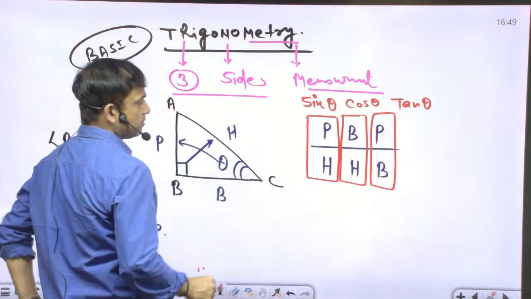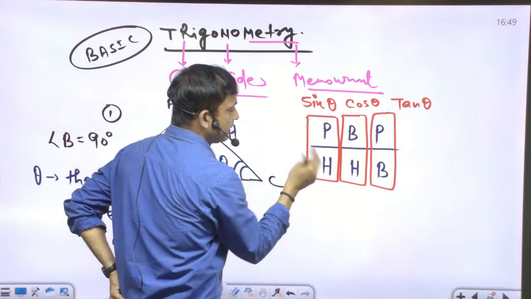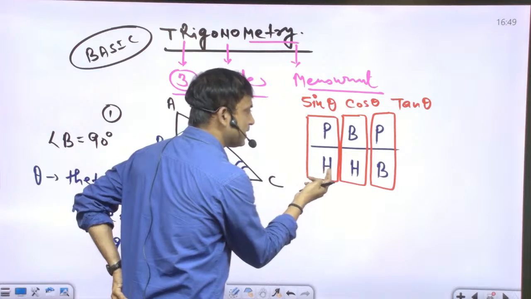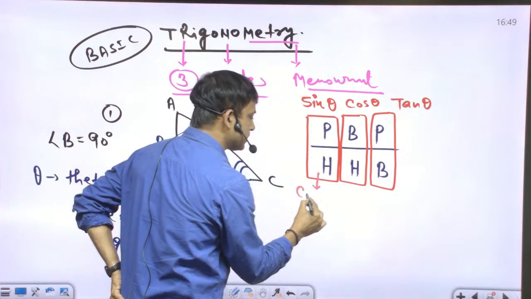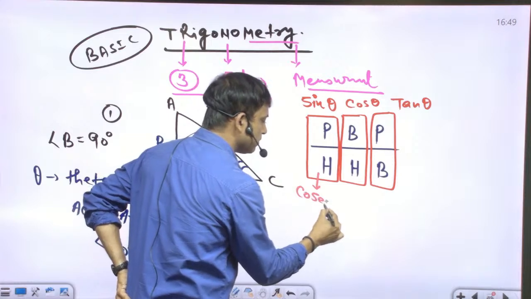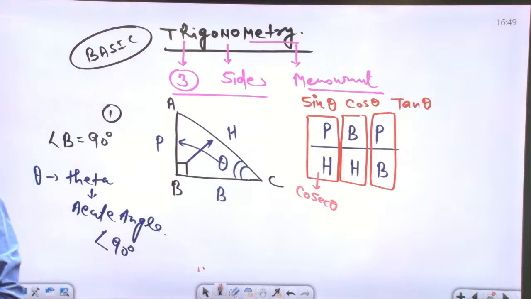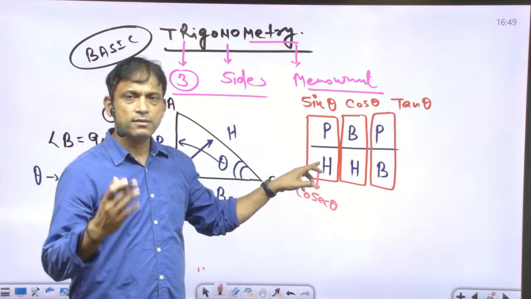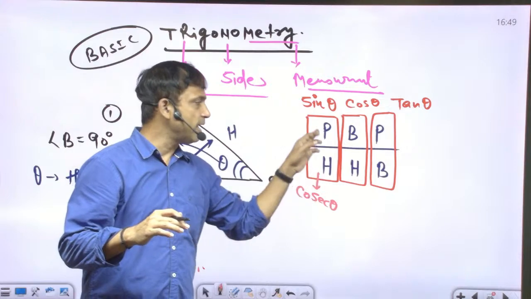But if we are saying P by H, then it is sine theta. If we take the opposite, the reciprocal, that is hypotenuse upon perpendicular, then this will be called cosec theta. This means sine and cosec are reciprocals. Sine theta is P upon H, and the reciprocal, cosec theta, is H upon P.